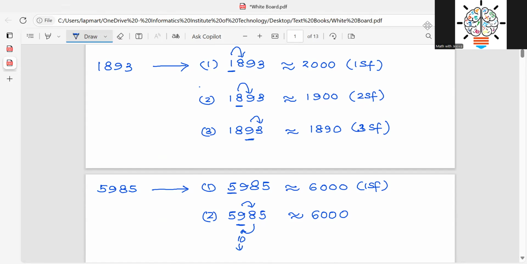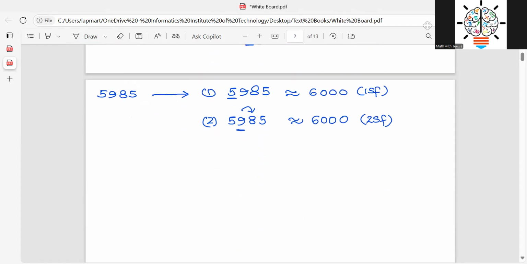From 10 you write only 0 here. That 1 you add with this 5, that becomes 6. Then the rest of the digits you keep as 0, right? That is how it works. So then here inside the bracket I write 2SF. Now you might think that we get the same answer. Doesn't matter. You define whether you have corrected it to the first significant figure or the second significant figure, that is important, right?